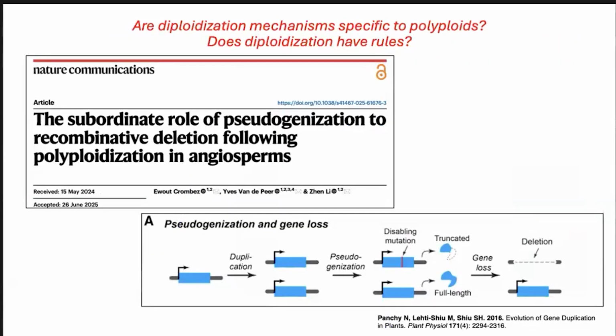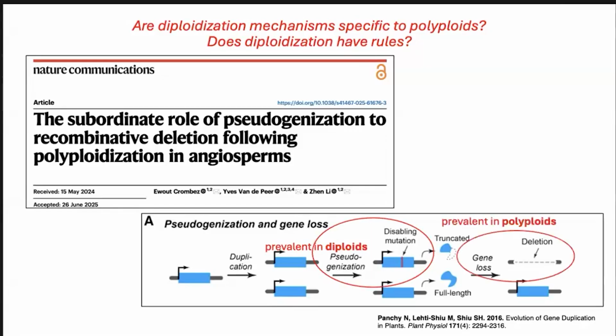So Yves Van de Peer is another person who's really made major contributions to the polyploidy literature and understanding. And the paper just came out at the end of the summer, I guess, on the subordinate role of pseudogenization to recombinative deletion following polyploidization in angiosperms. So that same diagram I showed you before of pseudogenes leading to gene loss, well, it turns out what they're showing in this paper is that that process is true in diploids primarily. So you have pseudogenes accumulating random mutations and becoming inactivated when a gene is redundant, right? So it can accumulate those mutations, and then eventually it's lost from the genome. Whereas what they're seeing is that in polyploids, it skips that pseudogenization process, but goes right through recombination to deleting whole genes.